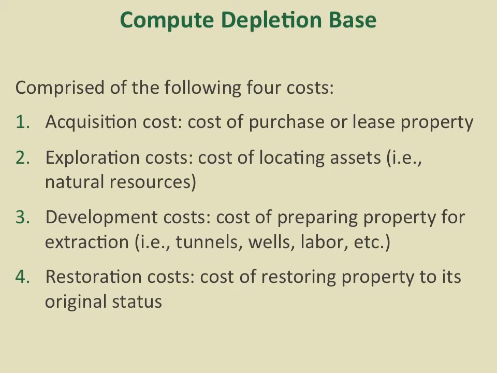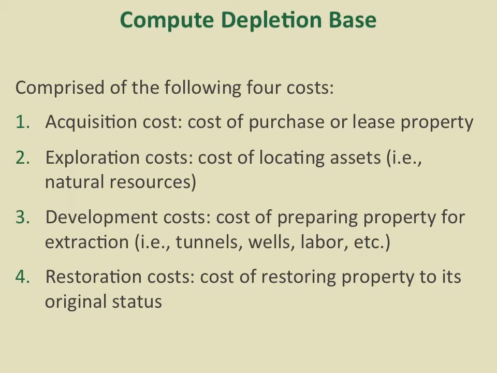In terms of how to calculate the depletion basis, the depletion base is comprised of the following 4 costs. Number 1, acquisition cost. This is the historical acquisition cost of the purchased or leased property which we found in natural resources, potentially. The second one is the exploration cost. This is the cost of locating those natural resources. But most of the time, this part of the cost will actually be expensed when it occurs during the exploration.